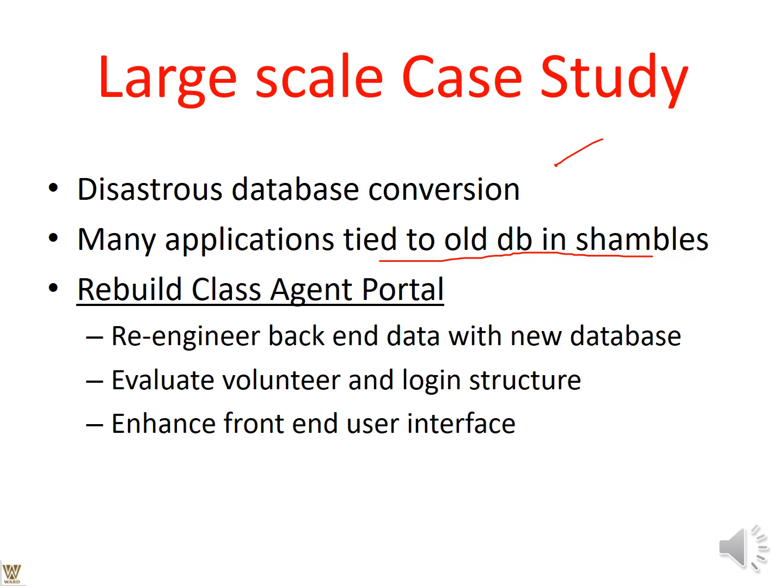So, what do we need? We need to re-engineer the backend data with a new database, evaluate volunteers and login structures, and enhance the front-end user interface. Remember the previous data: it was just a dashboard with comparative data of the old quarters or years and the current year, and pictorial representations of it.